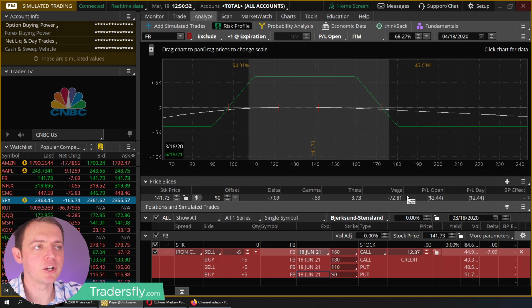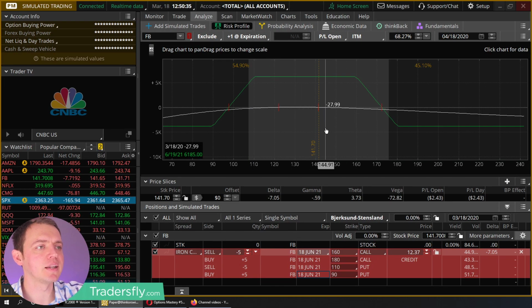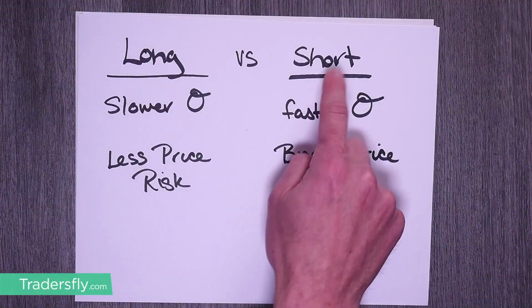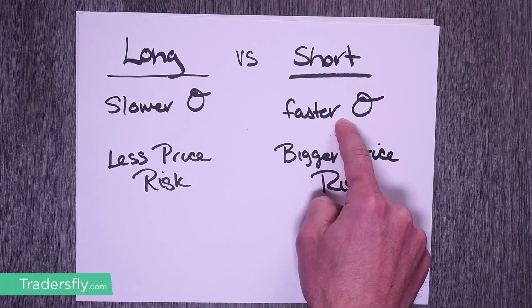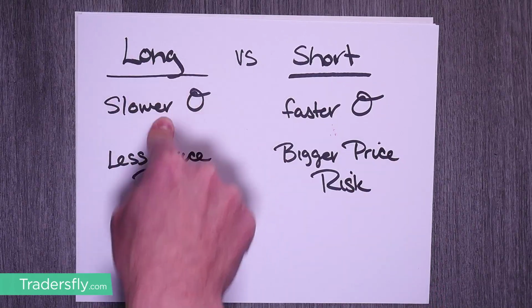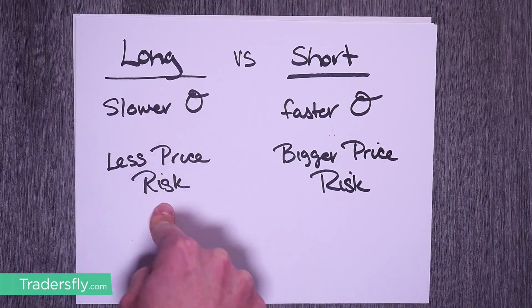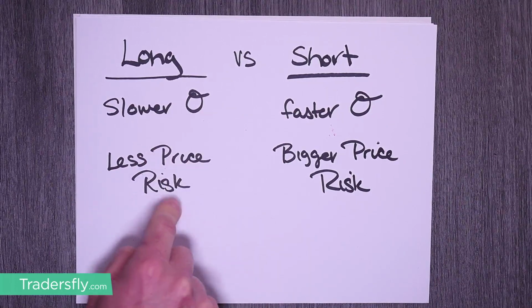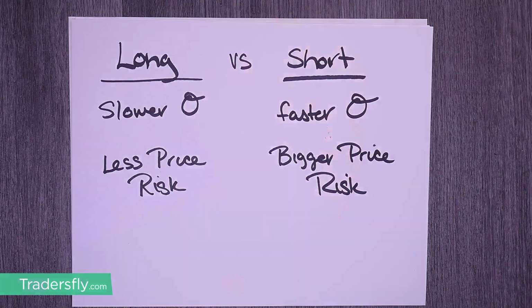So that's what I want you to understand from this video: when you go shorter term duration, you're ultimately getting a faster theta, but you've got a bigger price risk. If you're going longer term duration, you got a slower theta, but you still have theta, but you have less price risk. So ultimately, when you're looking to put on these trades, think about the risks that you want to have, because you will have some risks. It's just a question of what it is that you want to have.